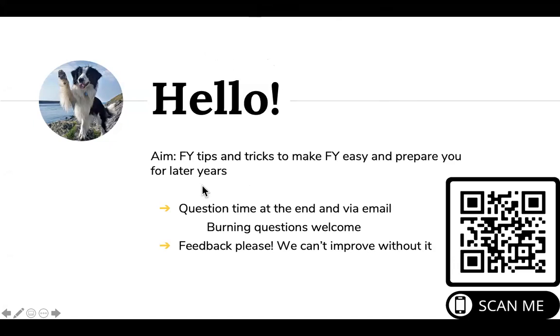Okay, so the aim of this talk today is to impart foundation year tips and tricks to make your transition from a medical student to a junior doctor as effortless as possible, and to prepare you for the later years as well as training.